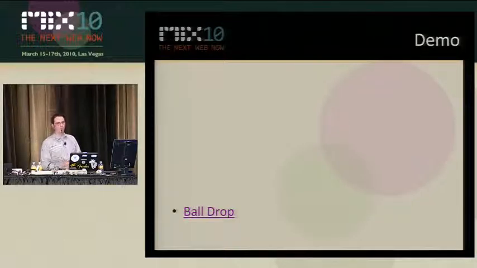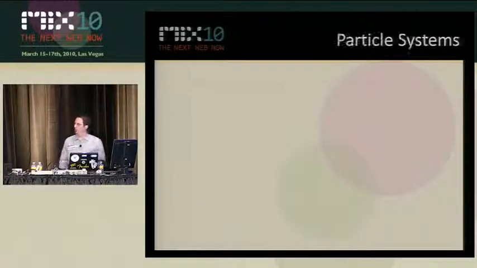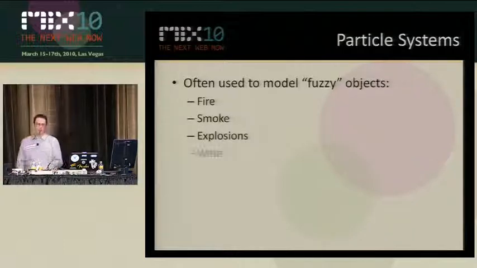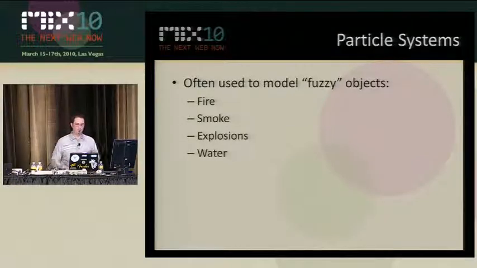There's actually a far more common example that you're going to see where vector motion is used, and that's particle systems. So I want to go ahead and dig into particle systems a little bit. Particle systems are often used to model fuzzy objects like fire, smoke, explosions, and water. By a fuzzy object, I mean something that doesn't really have a well-defined edge. You have the option of getting kind of loose edges on particle systems depending on how they're built.